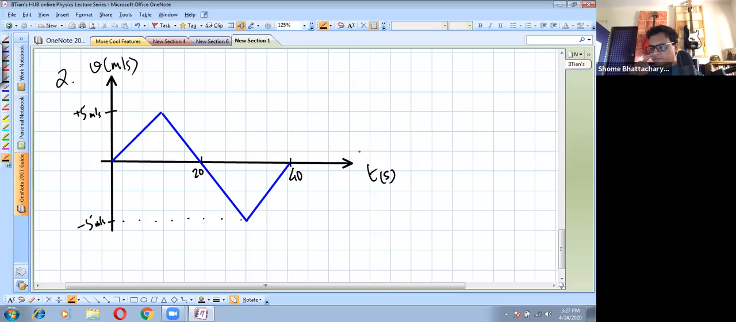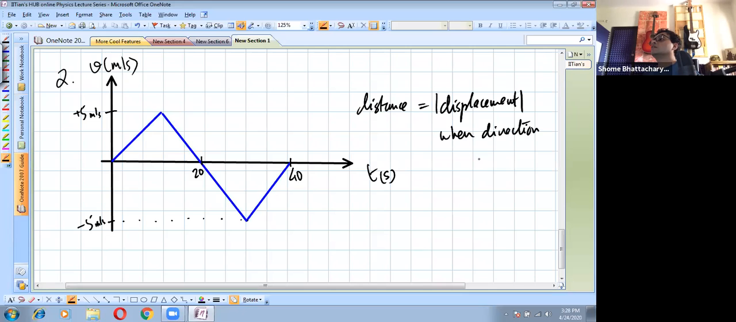Now it says that the velocity time graph, find the distance traveled by the particle during 40 seconds. Also find the average velocity during this period. Okay. So we have to calculate the distance. So remember what is happening. The distance will be equal to magnitude of displacement, okay, when the direction is fixed. Otherwise, we cannot say that. Otherwise, the distance becomes greater than magnitude of displacement because the direction is switching.